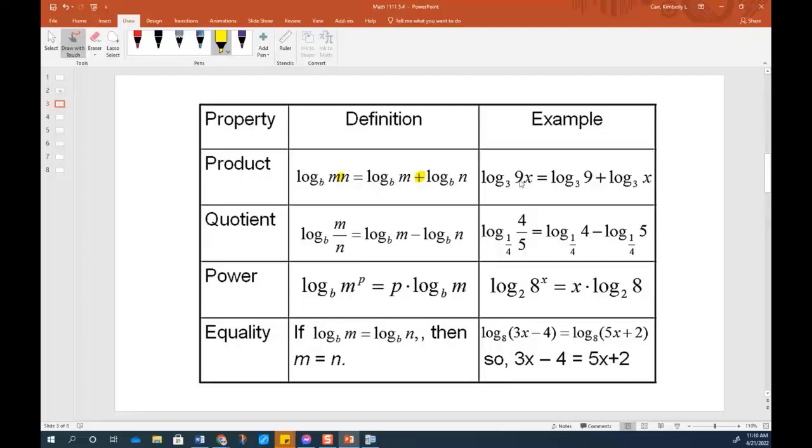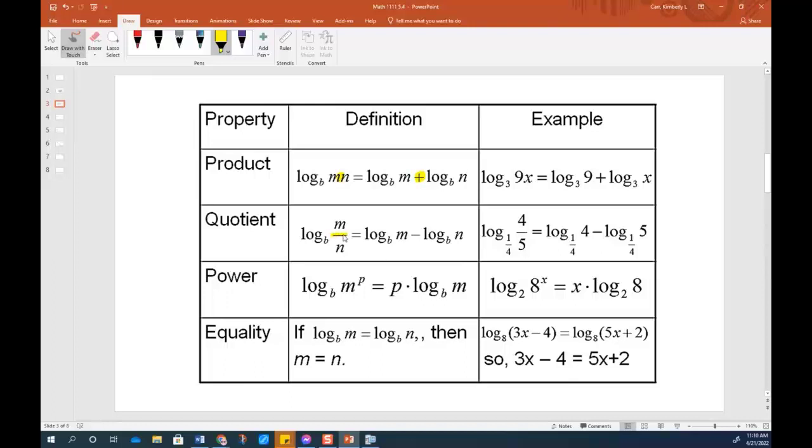In the example, since this is 9 times x, we want to separate that into addition, but instead of log base 3 of 9 times x, we get log base 3 of 9 plus log base 3 of x. It's not necessarily clear right here, but the reason we learn to break them apart like this is because sometimes they will simplify. Like log base 3 of 9 is equal to 2. We couldn't say that this is equal to 2x. It's not. But we can say it's equal to 2 plus log base 3 of x. So learning to break them apart will, in the long run, help us simplify things.